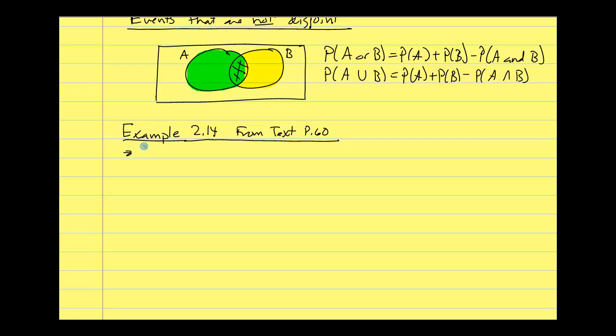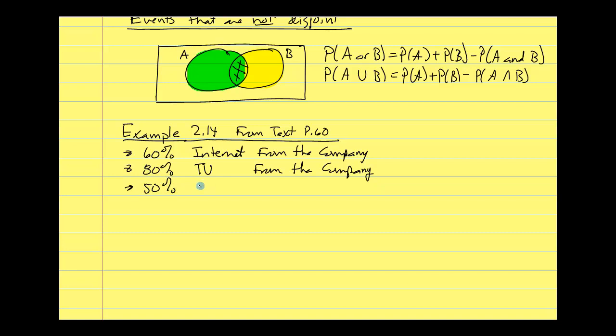And what we get from this is it says 60% of all households get internet service from the local cable company. So 60% of all households get internet from the company. Another piece of information says that 80% get TV service from that company. And you know where this is heading. 50% get both internet and TV from the company.